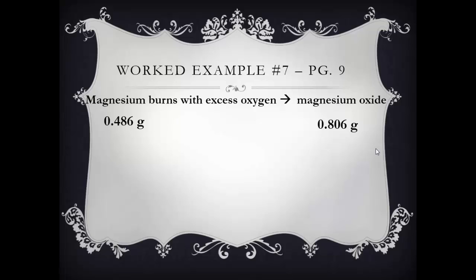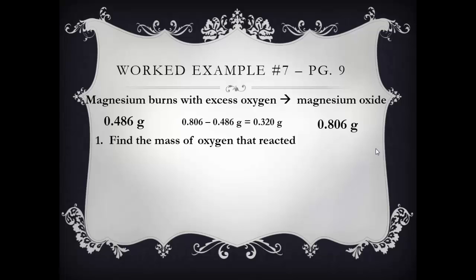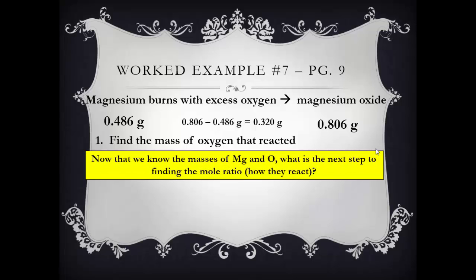So you need to first find the mass of oxygen. We have the mass of magnesium, we have magnesium oxide, so the difference is going to be oxygen. Now we know the masses of Mg and O. Next up is find the mole ratio, so how they react. So we have to convert grams to moles using the molar mass.